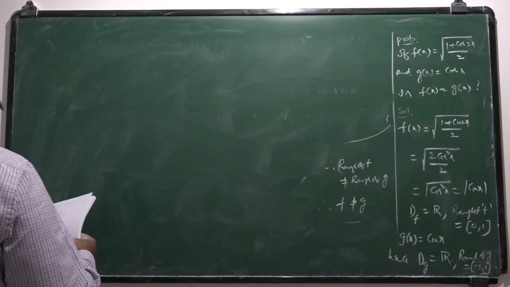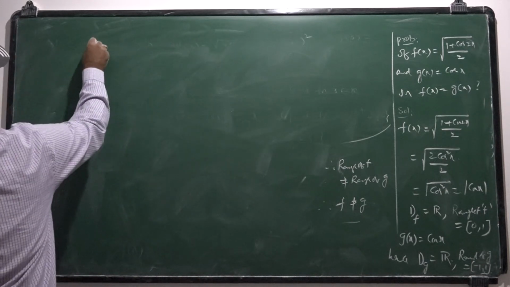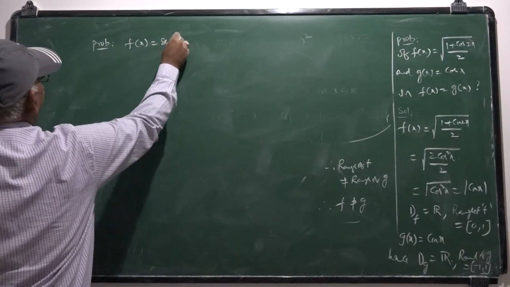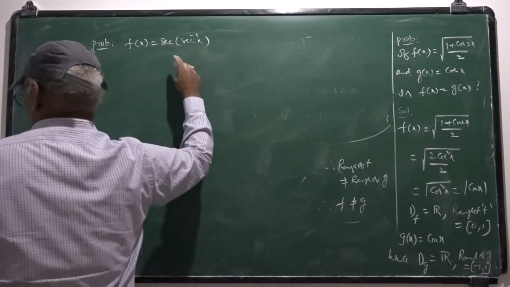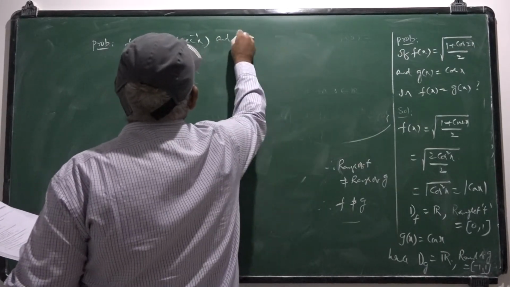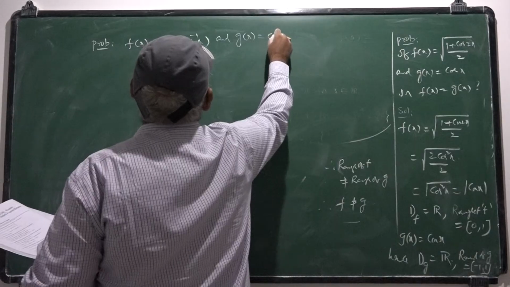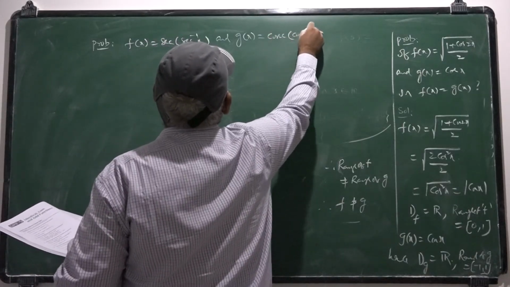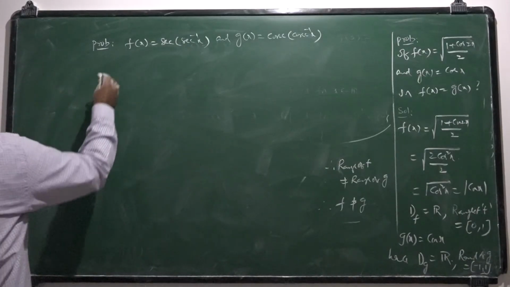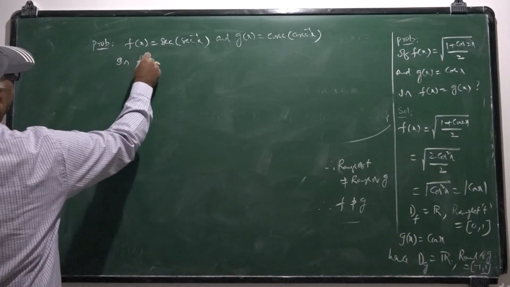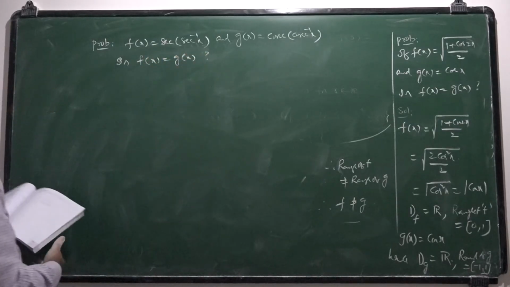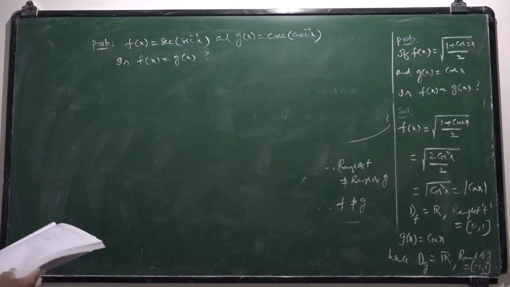Just one more question. f(x) equal to secant of secant inverse x and g(x) equal to cosec of cosec inverse x. Is f(x) equal to g(x) or not?